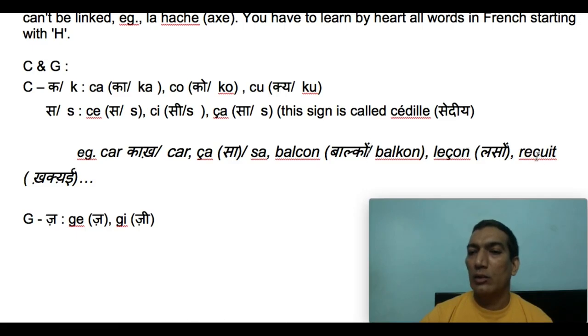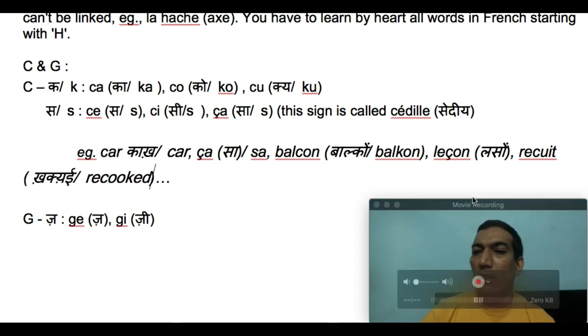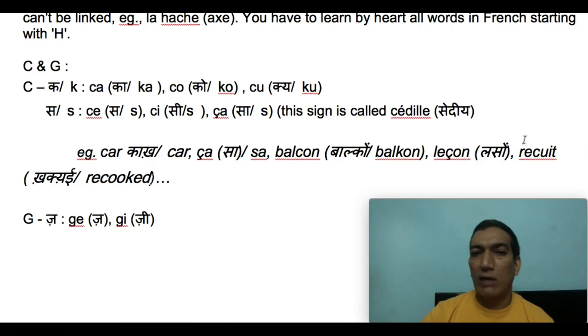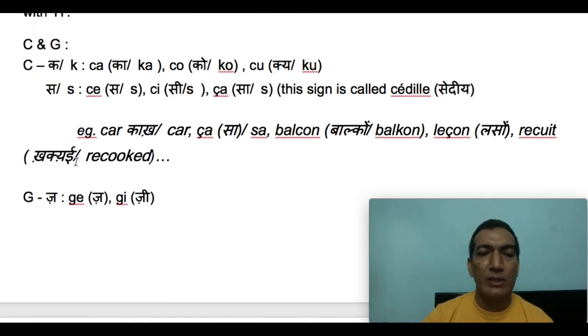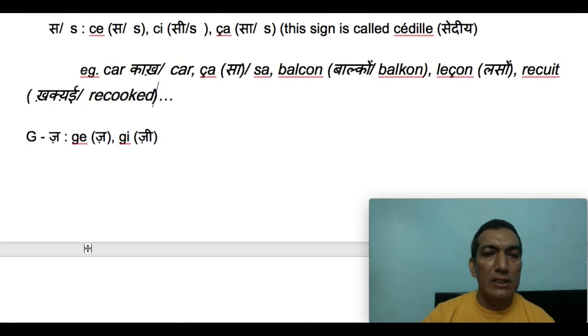Recuit, which means recooked. As we have just learned, it is pronounced as recuit. T is silent. So the second letter is G.